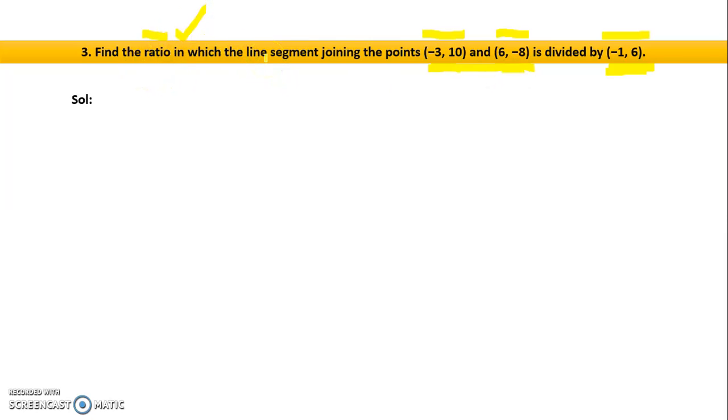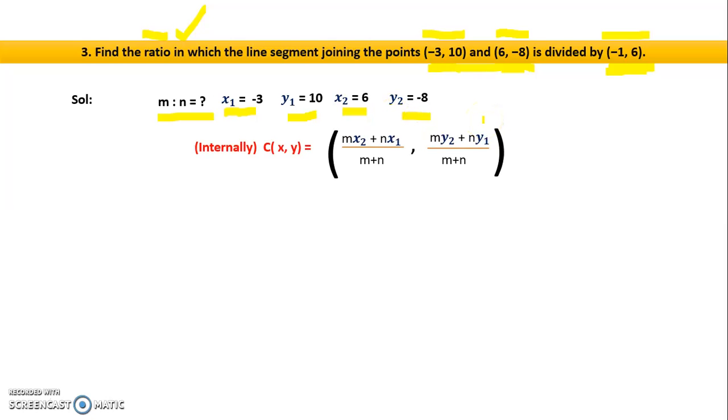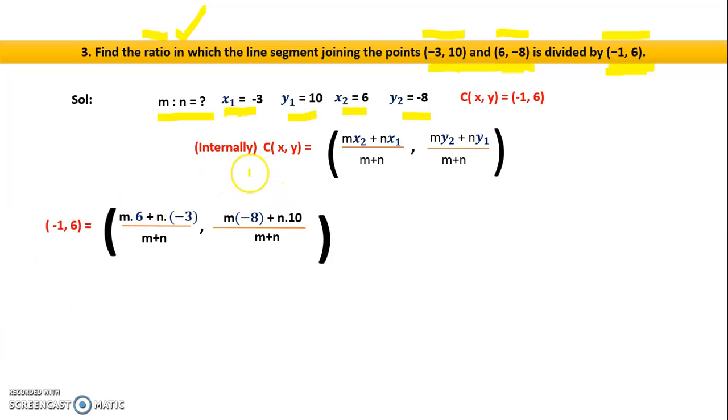So coming to the solution, I explained the problem here. Once look at that. M is to n, we need to find out the ratio. x1, y1 is the first point, x2, y2 is the second point. I mentioned the values here. So this is the internal formula. Substitute the values in this given formula. So what is C (x, y)? (-1, 6). I substituted it here.